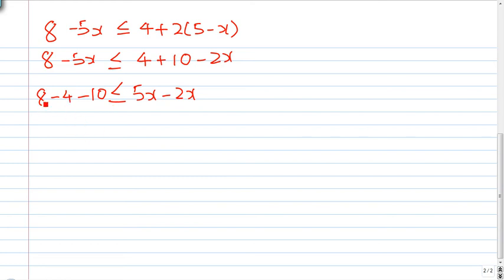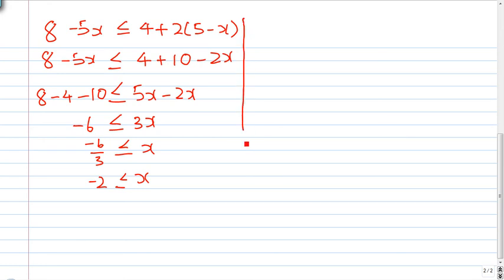Alright, so 8 minus 4 is 4. 4 minus 10 is minus 6. It's greater than or equal to 3x. Now I shall divide both sides by 3, so what I get is negative 6 over 3. So x is greater than or equal to negative 2. Alright, so now this means that negative 2 is less than or equal to x, or you can also say that x is greater than or equal to negative 2. Okay, pretty much it's just manipulation.